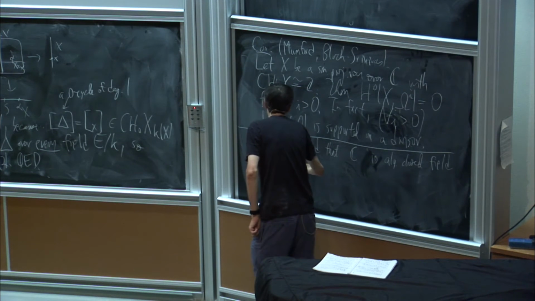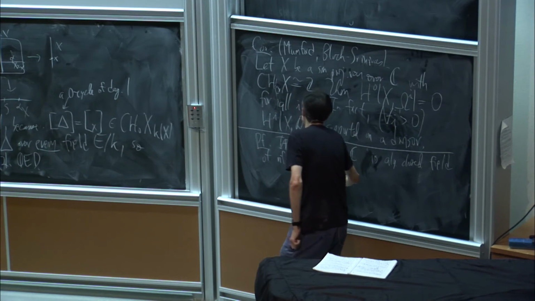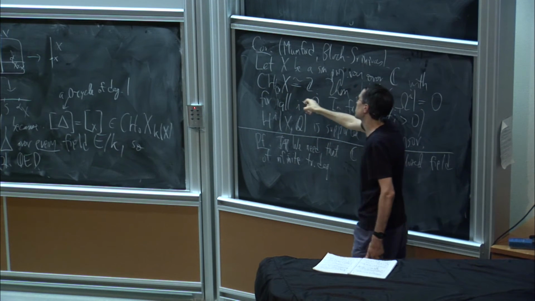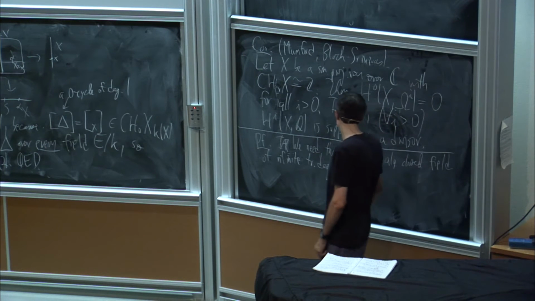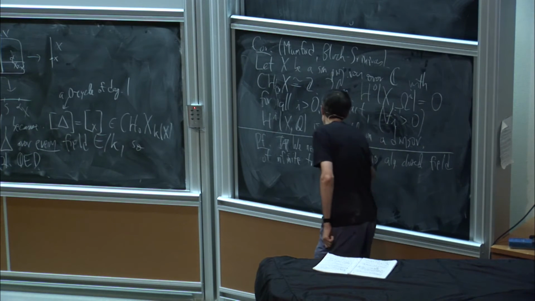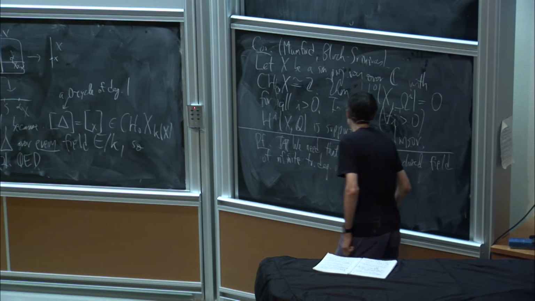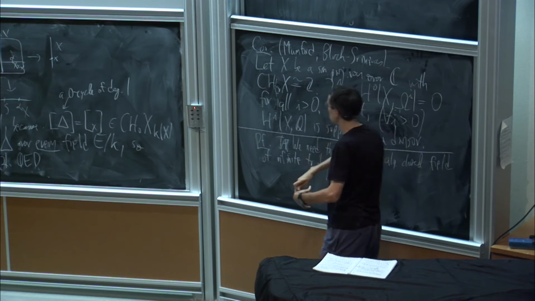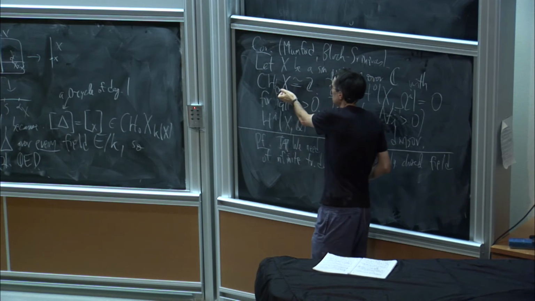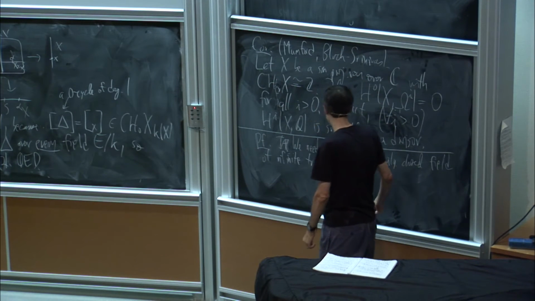So this kind of statement is expected to be false if you replaced C by Q bar, for example, over Q. Because of that fact, when you have a variety over C, it can be defined over some much smaller field, some finitely generated subfield of C.